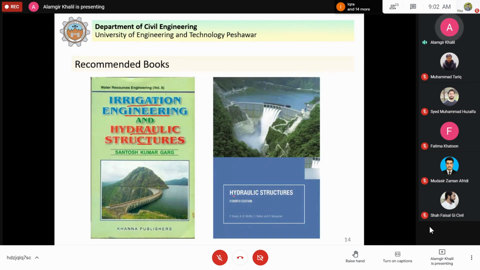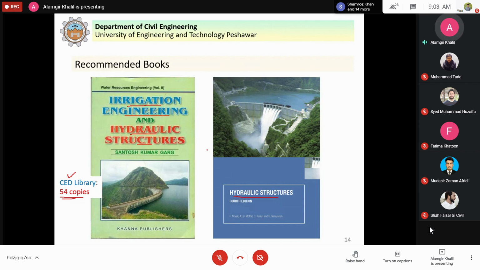For hydraulic structures, the other book that is given in your syllabus is Hydraulic Structures by Moffett. This book is not available in the library, but it is available online. You can download this book. Now, irrigation engineering and hydraulic structures, we currently have 54 copies of this book available in our library. Maybe you can download this book from different websites, but if you are interested in the hard copy, we have 54 hard copies of this book in our departmental library.